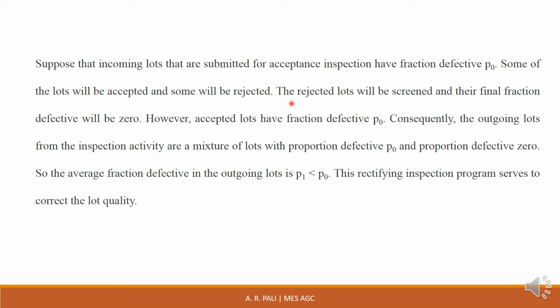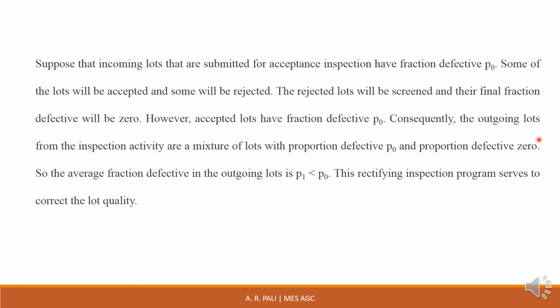Ultimately, the rejected lots after screening or 100% inspection will have 0 defectives, and their fraction defective will be 0. However, accepted lots have fraction defective P0. Just note these lots here. We are talking about lots, not a single lot. So accepted lots have fraction defective P0.